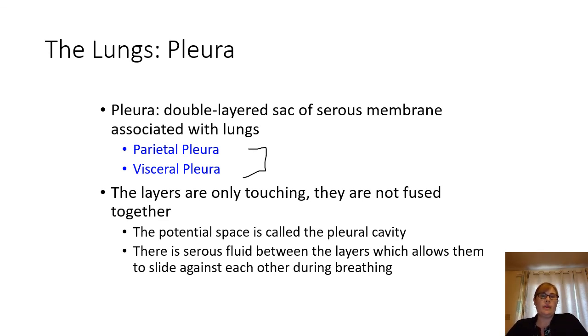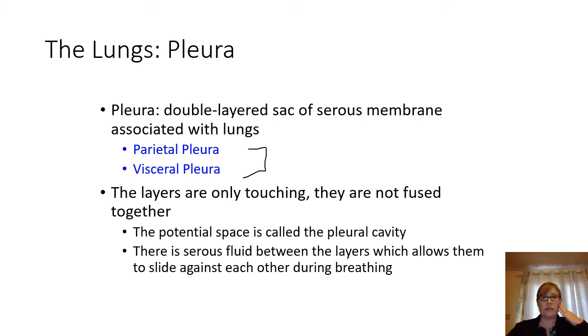So the pleura are the serous membranes that line the surface of the lung and line the surface of the lung cavity. The word parietal refers to the actual cavity, and the word visceral refers to on the tissue itself. So parietal pleura lines the thoracic cavity. Visceral pleura sits on the lung. And in between those two, there's a space called the pleural space or pleural cavity.